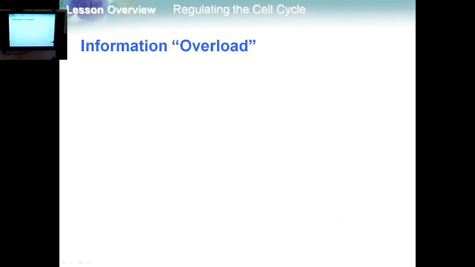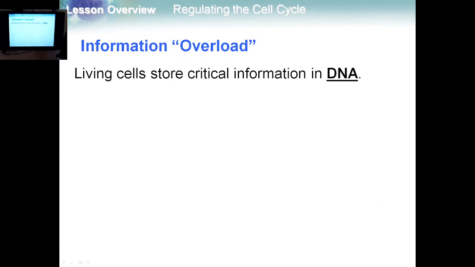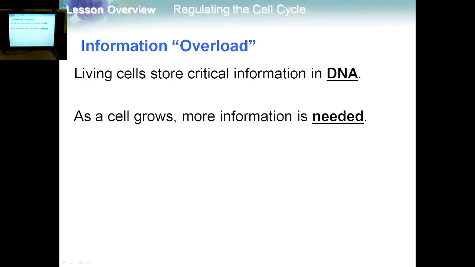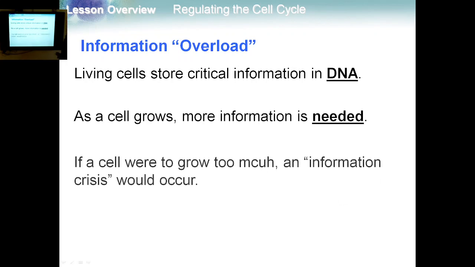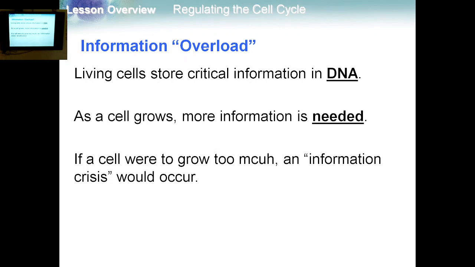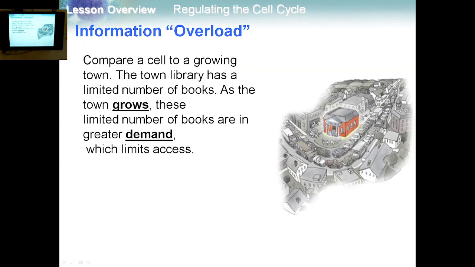Let's start with information overload. Living cells store critical information in the DNA. As the cell grows, there is a demand for more information. At the same time, if a cell were to grow too much, an information crisis would occur. The critical information in the cell is the DNA. Once the cell has grown, it needs more information, more DNA. If there is not enough DNA, there will be an information crisis.